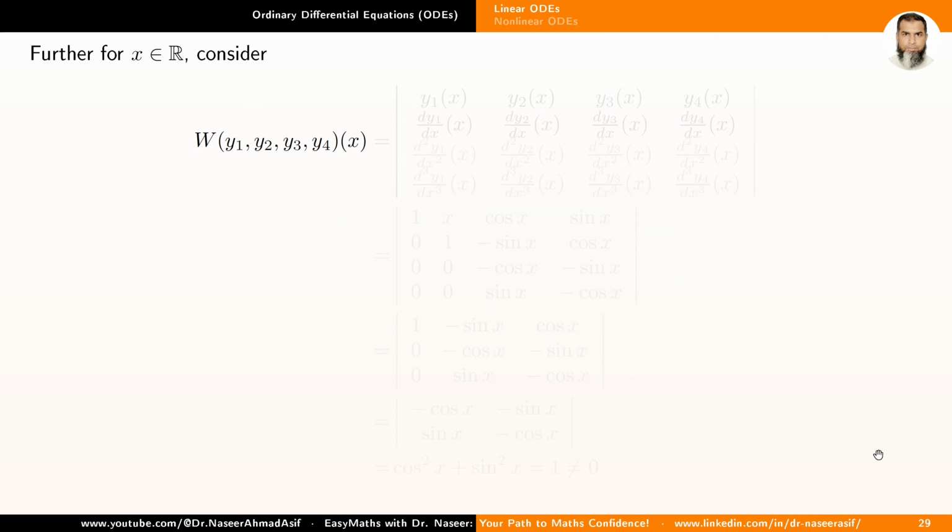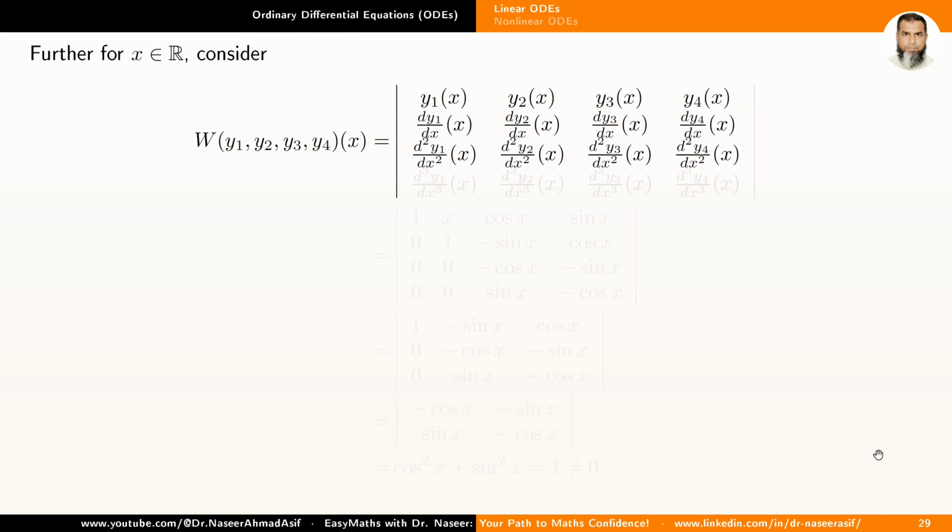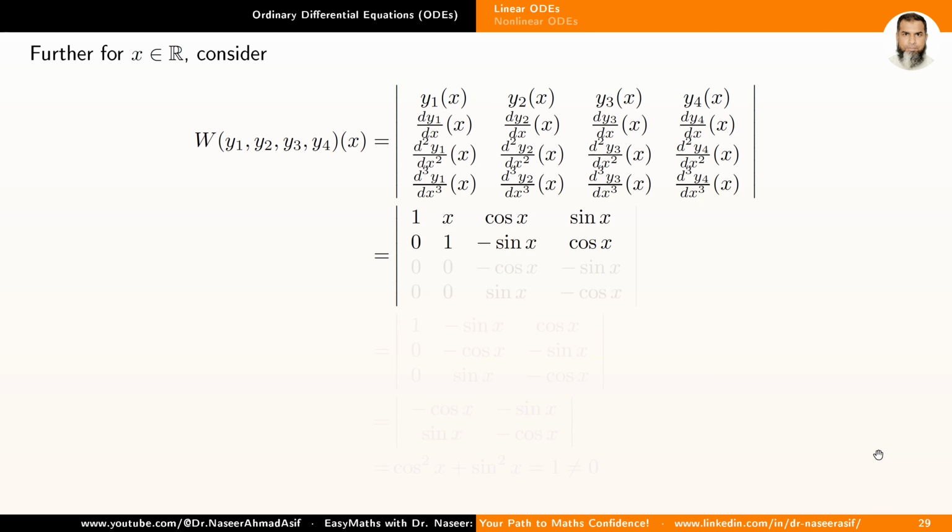Now for x belonging to R, consider the Wronskian of y1, y2, y3, y4, which is the determinant with rows: y1, y2, y3, y4; first derivatives of y1, y2, y3, y4; second derivatives; third derivatives. This is equal to the determinant with rows: 1, x, cosine x, sine x; 0, 1, minus sine x, cosine x; 0, 0, minus cosine x, minus sine x; 0, 0, sine x, minus cosine x.